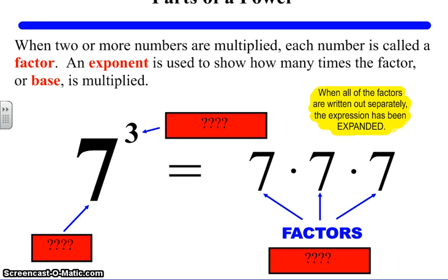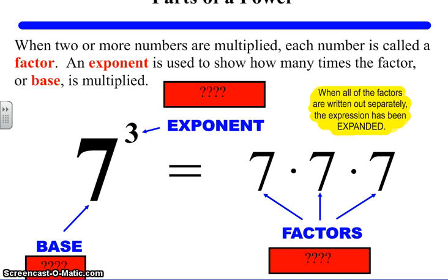An exponent is used to show how many times the factor or the base is being multiplied. So our 7 is our base. That is the number that is being multiplied. The 3 is the exponent because that shows us how many times to multiply the 7 together. When we write out all the factors separately, that expression has now been expanded, and that is known as expanded form, and you'll be asked to do that in some upcoming examples.